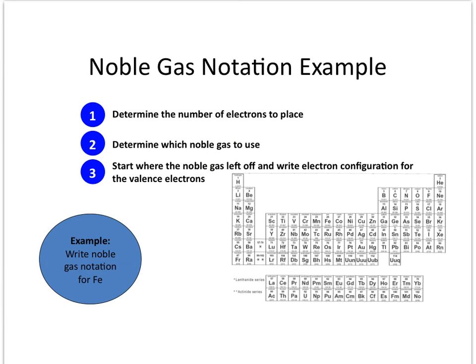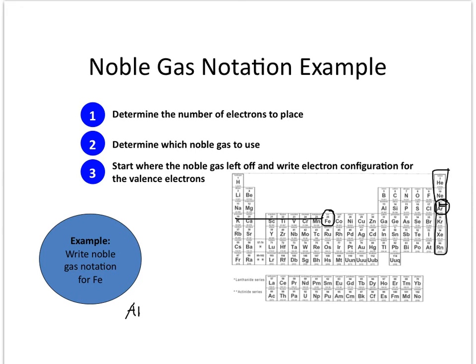So let's go back and take a look at iron. We know that iron is number 26 on the periodic table. We're going to go back and find the noble gas that comes before iron for shorthand notation or noble gas notation. So remember, your noble gases are in this last column. Since iron is number 26, we're going to go back until we get to argon. And that's where we'll start our configuration.